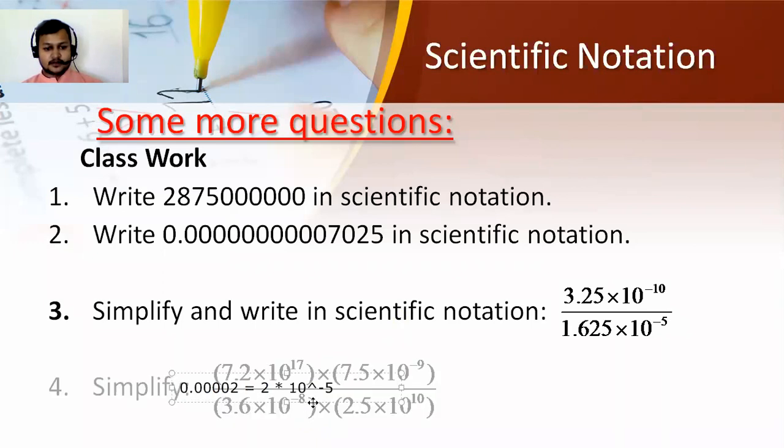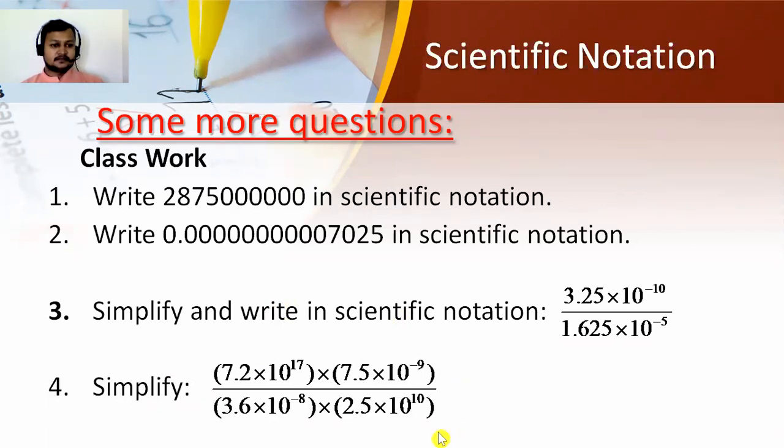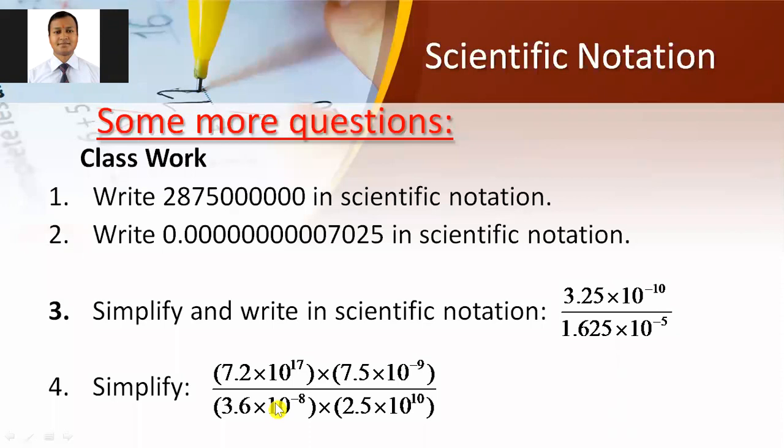Now the next question. Question number 4 is your classwork. It is similar to question number 8, which we did today. Are you observing on your screen? Simplify 7.2 into 10 to the power 17 into 7.5 into 10 to the power minus 9, divided by 3.6 into 10 to the power minus 8 into 2.5 into 10 to the power 10. It is a similar question as we did in question number 8 today. So do it and get its answer.